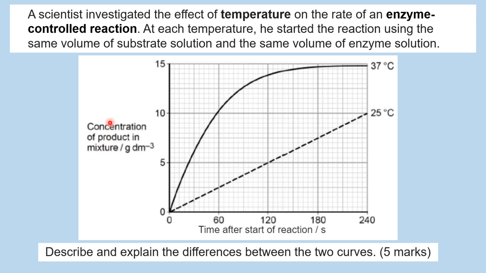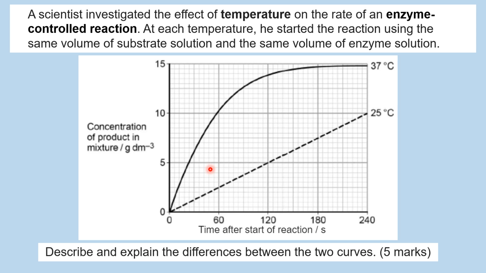So my concentration of the product is increasing. Time after the start of reaction in seconds. So they have time here and I have how much I'm making in a reaction. In other words, this is showing me how much I'm making, so the rate of reaction. I have two things. One of them is assessed at 25 Celsius and the other one is assessed at 37 Celsius. And obviously 37 shows a higher rate of product formation compared to 25 Celsius. So now you have a brief idea of what the question is about, what the graph is showing.